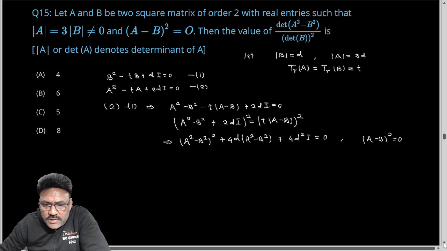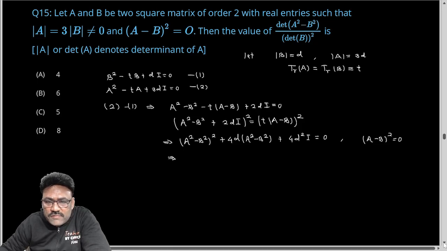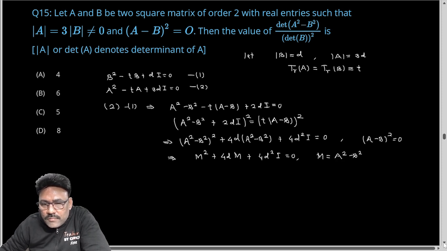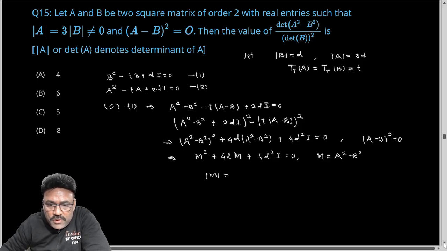So now you can see that I am getting the characteristic equation for A square minus B square. Let's say A square minus B square is the matrix M. So I am getting M square plus 4dM plus 4d square equals 0. So this is the characteristic equation of the matrix M, where M is A square minus B square. From here I can say that the determinant of M is 4d square, since the product of roots is the determinant.